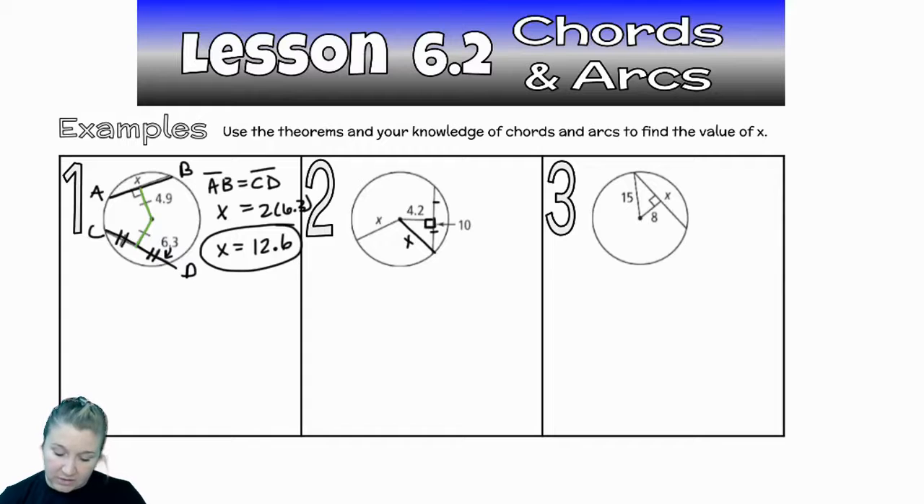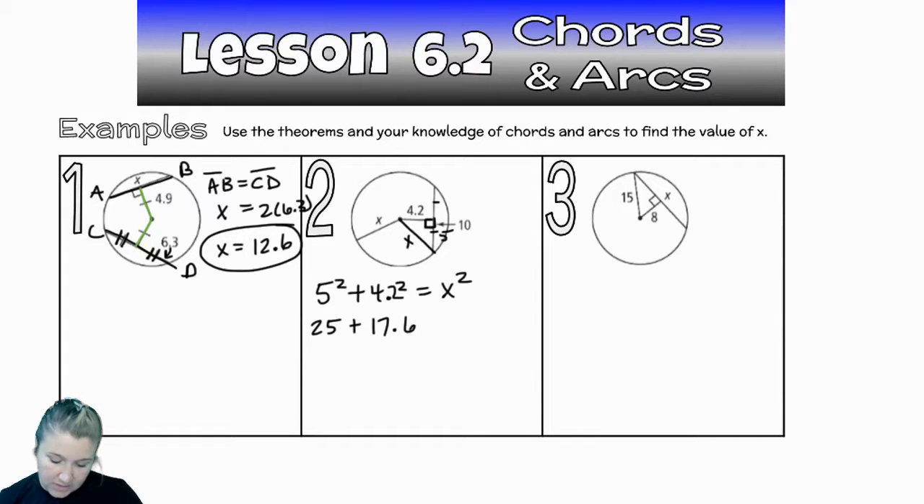And so, therefore, I'm going to have this piece is 5, this piece is 4.2, and the radius is X. So I have 5 squared plus 4.2 squared equals X squared. So Pythagorean theorem, A squared plus B squared equals C squared. So I'm going to have 25 plus 17.64 is equal to X squared. Then I'll add those two together, and that's going to make 42.64 is equal to X squared.